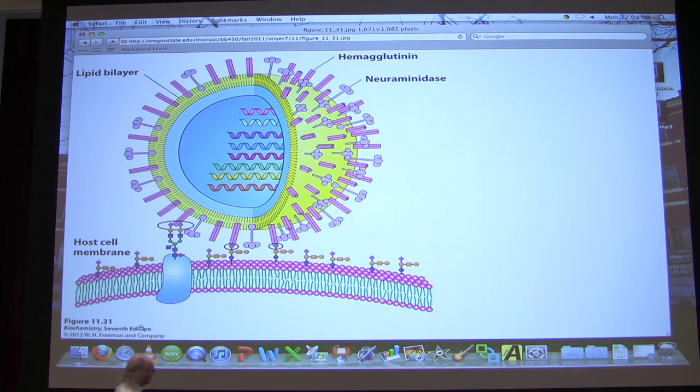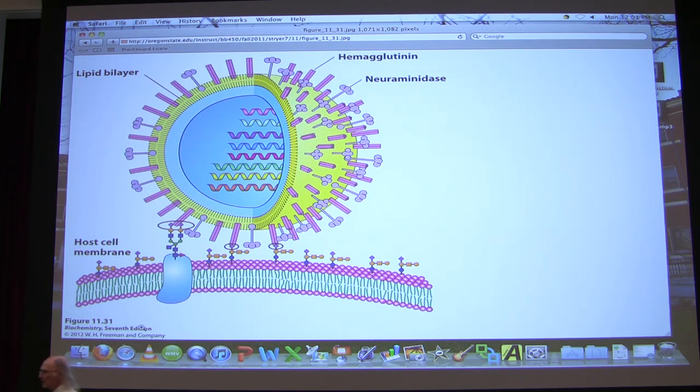What you see on the screen is an interesting depiction of how a flu virus infects a blood cell. The flu virus is a virus that contains RNA, not DNA. If you look inside the virus right here, you see several fragments of RNA, 1, 2, 3, 4, 5, 6, 7, 8 in this case, that consist of the entire coding information for the flu virus.